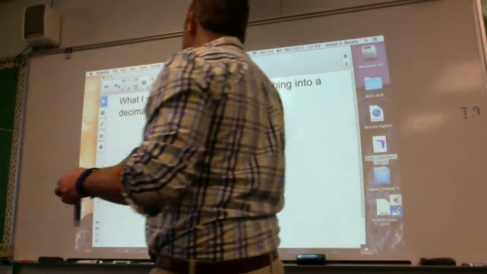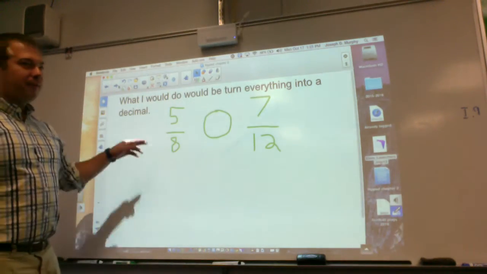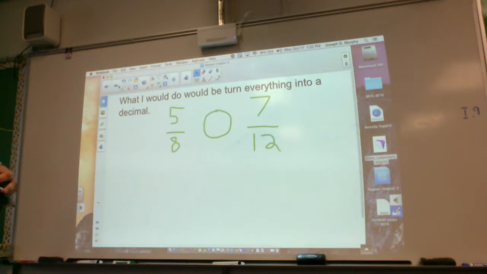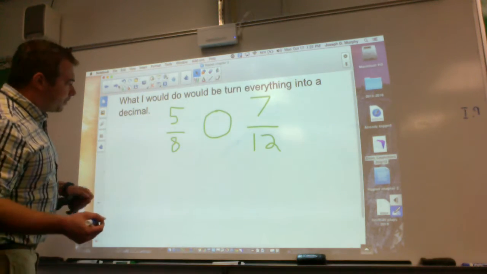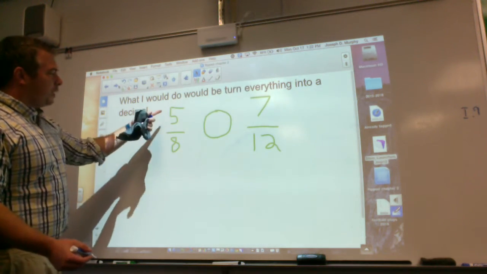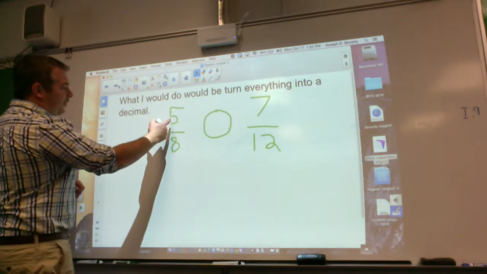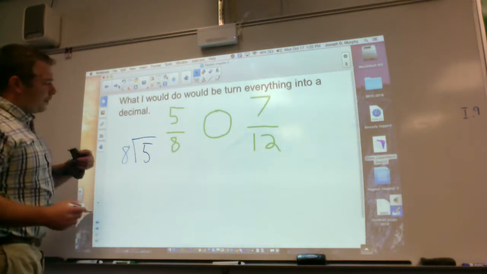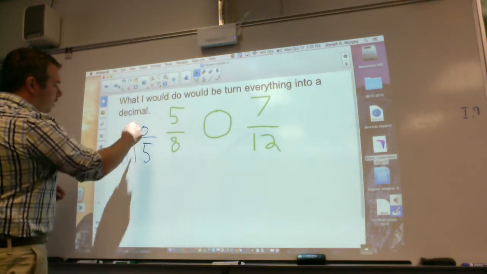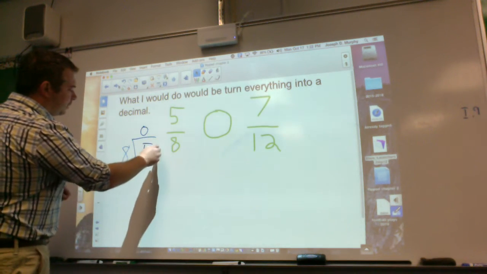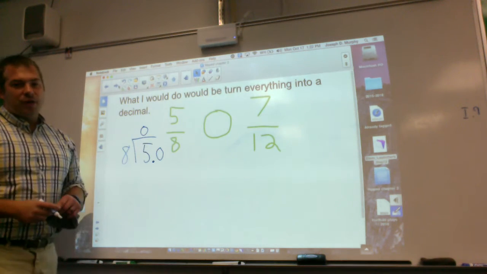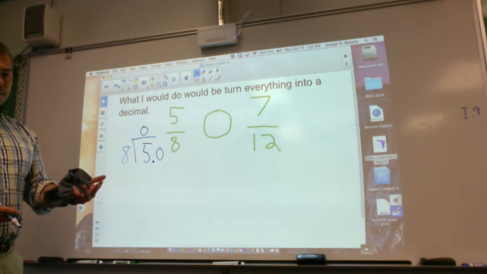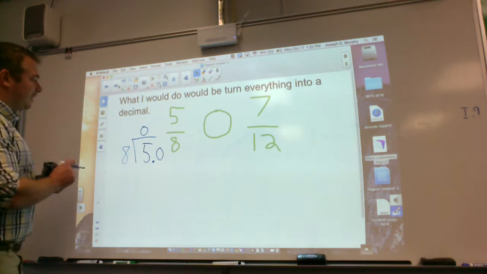Alright, so what would I do? What I would do, and if I'm comparing 5/8 to 7/12, is I would turn everything into a decimal right away. Alright, so if you remember turning a fraction into a decimal, we could just do the division method. This is 5 divided by 8. How many times does 8 go into 5? 0. How about I have to annex a decimal into 0? How many times does 8 go into 50? Well, 8 goes 8, 16, 24, 32, 40, 48, 6 times.